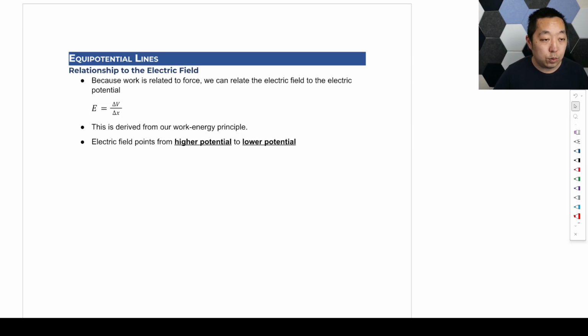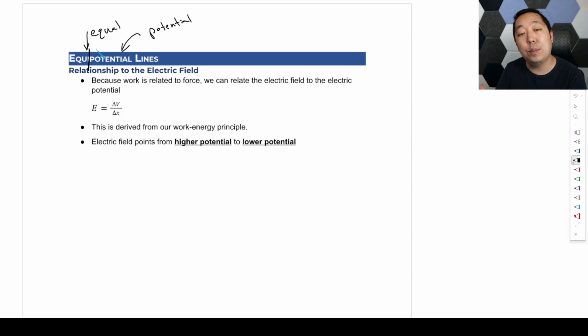All right, so one of the things we look at is equipotential lines. You'll often be asked about this. Basically, an equipotential line just means equal potential, where the potential is equal.